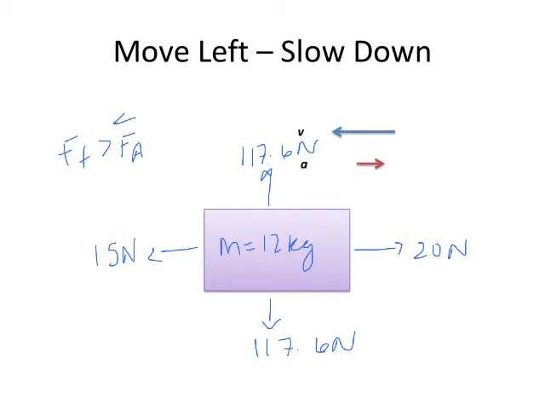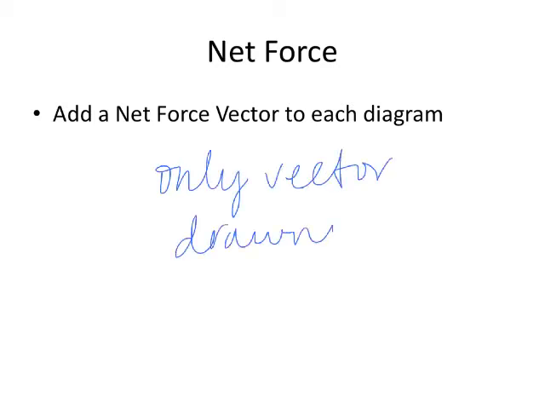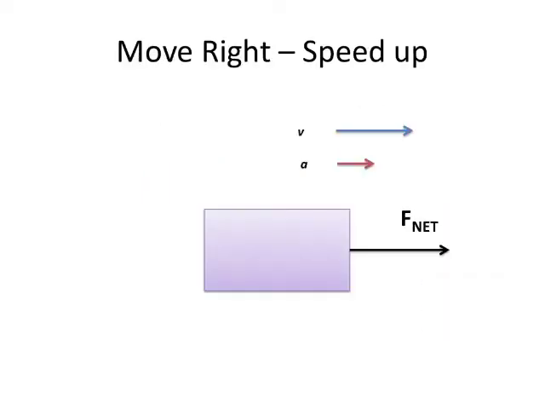Now for each one, create a net force diagram, which looks a little bit different. All you do is include your net force vector. All the other vectors disappear. So add a net force vector to each diagram. If you do this separately, the only vector drawn is the net force.